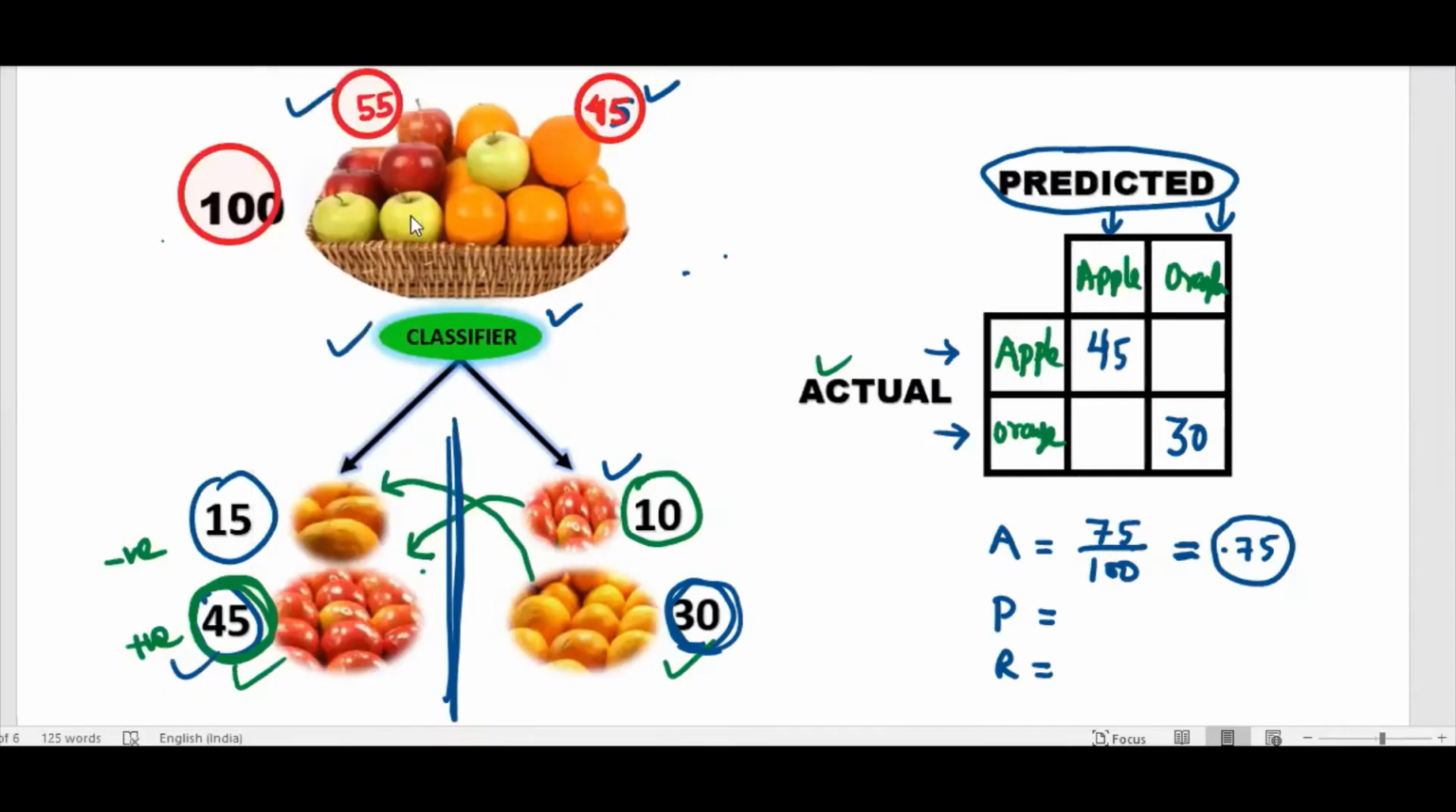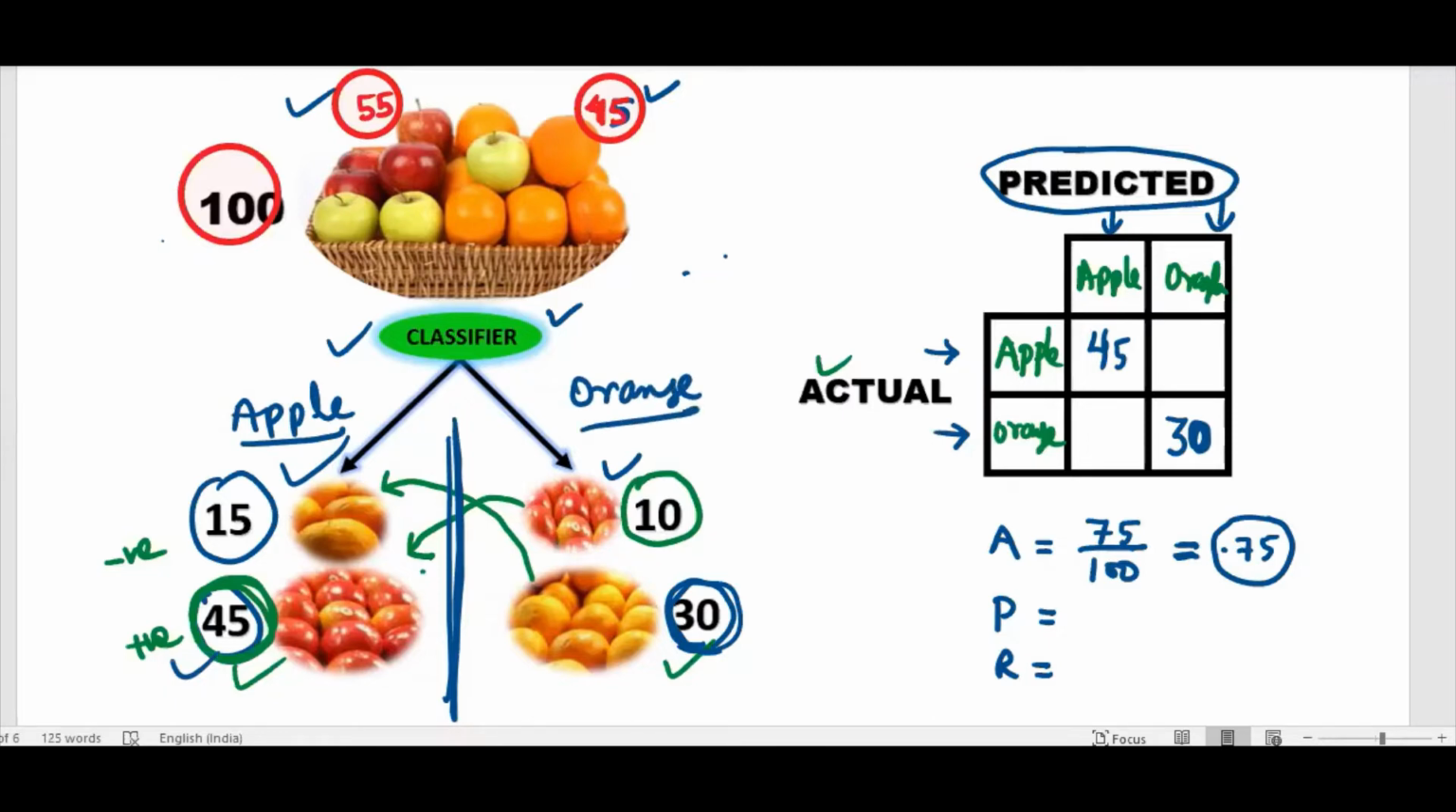Actual was orange. Actual was orange. 30 are already there, out of 45 you have another 15. That 15 orange came to this side. So where do I need to write 15, here or here? Anyone who can answer? The 15 actual orange are still there because 30 were classified properly. The 15 actual orange were predicted by the classifier as what? Apple, because this is the apple side. Let me write, this is the apple side and this is the orange side.